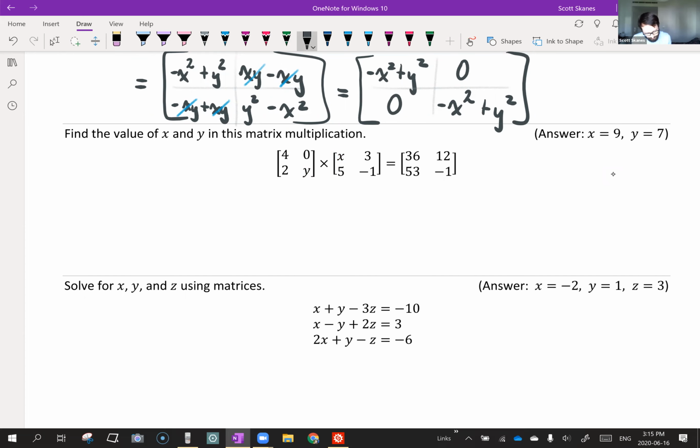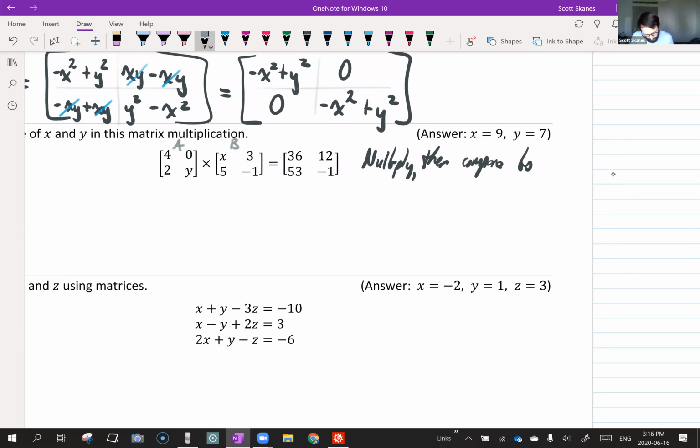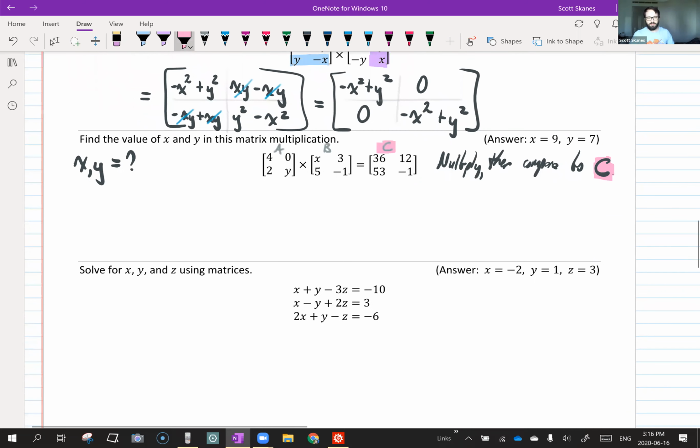We want to solve for x and y. So to be very clear, what are x and y? Of course, it says find the value of x and y, so that should be clear. What it's saying is we need to multiply it out by hand and compare to this matrix. I'll just call this A, B, and C. Compare to matrix C. I'm just giving it names so that we know what's what. We need to multiply it out and compare it to C.